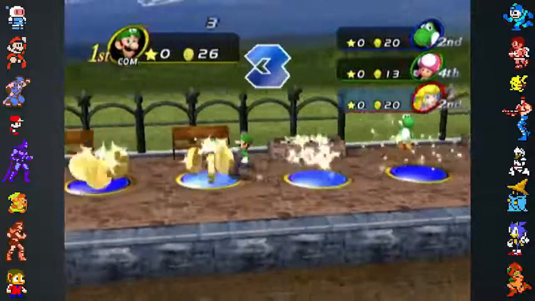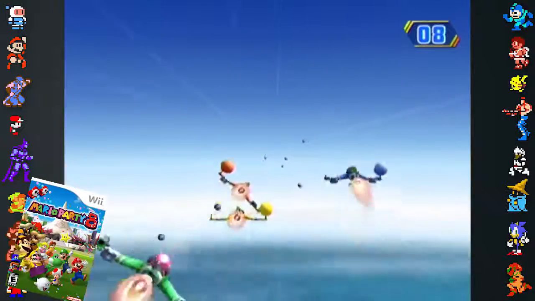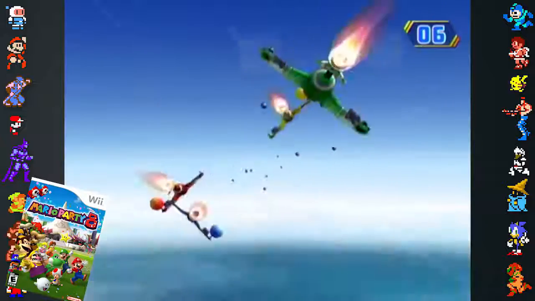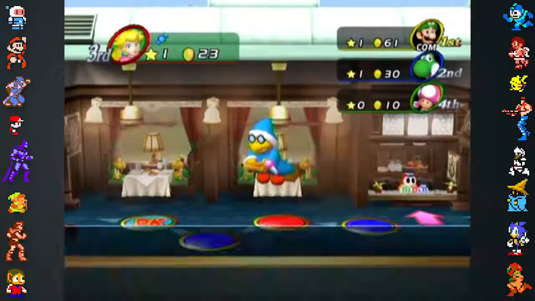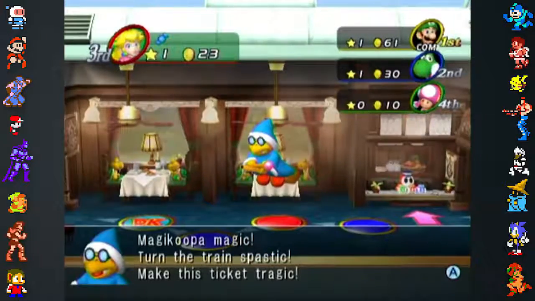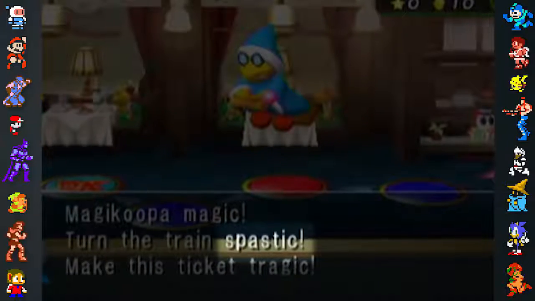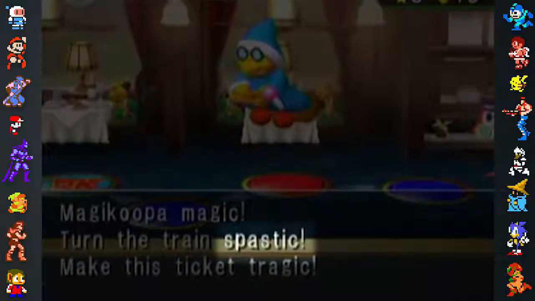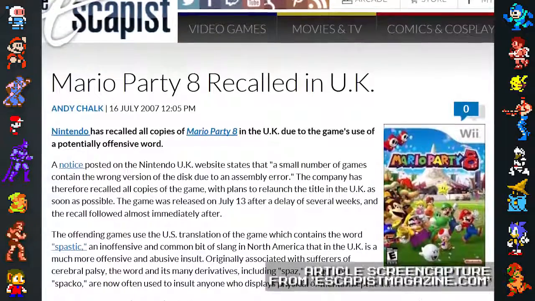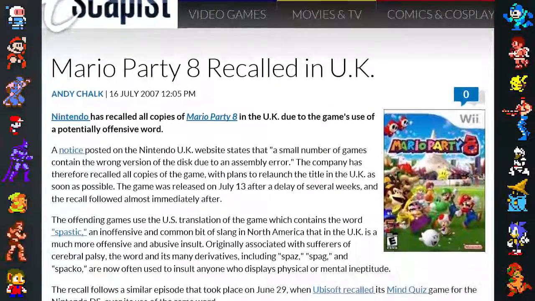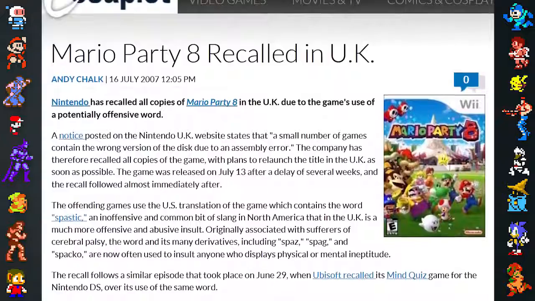One controversy they weren't able to avoid was with the release of Mario Party 8 in the United Kingdom. On the Shy Guys Perplex Express board, Kamek uses the word spastic, which is a highly offensive slur against disabled people in the UK. The use of the word caused enough outcry for Nintendo to recall the game. Later releases replaced the offending word with erratic.